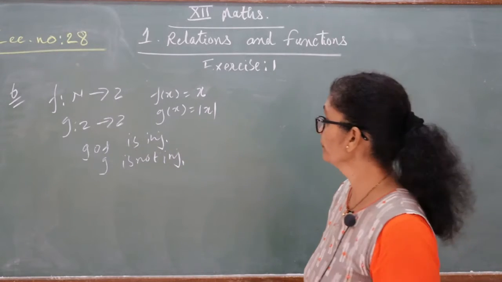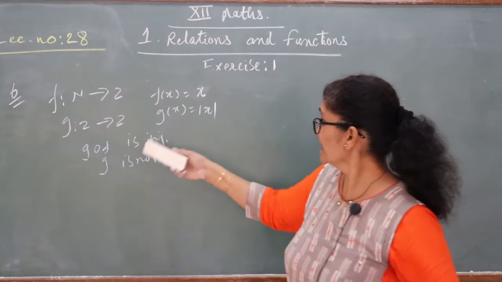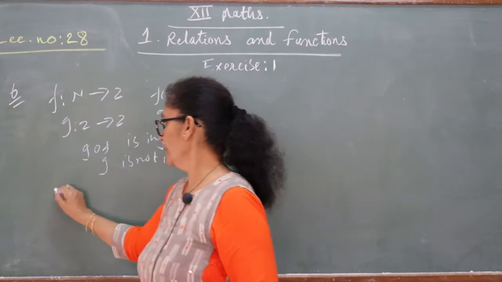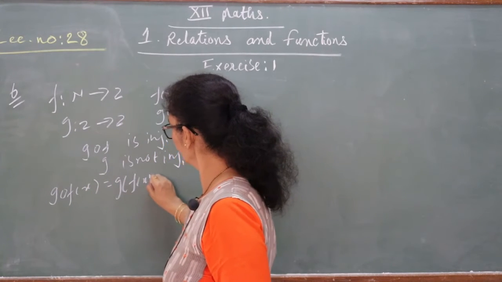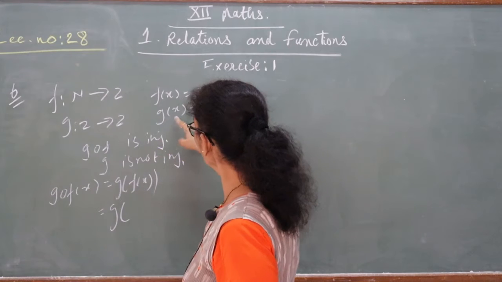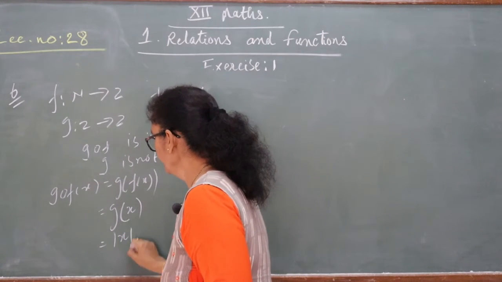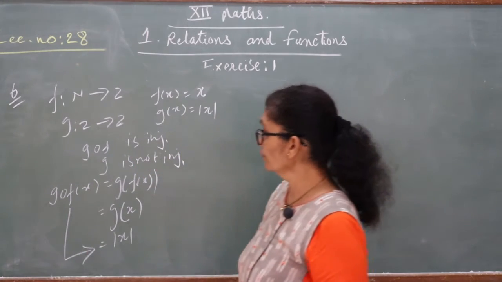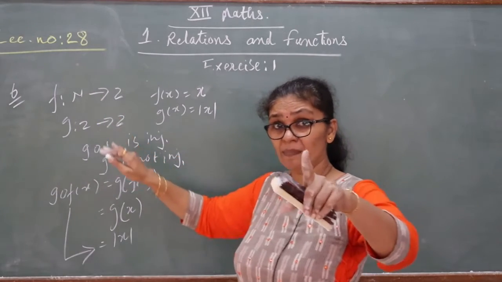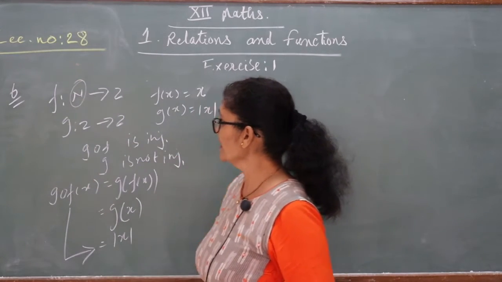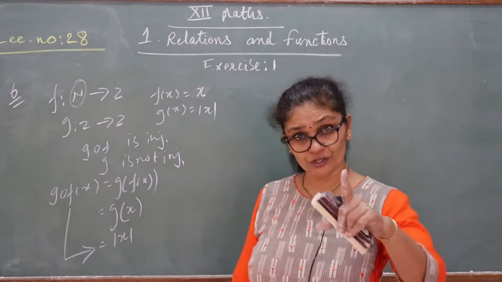Okay, so let's see. First we have to show that g over f is injective. So let's find g over f of x. So g of f(x). If we are writing g of f(x), what is your f(x)? x only. And what is your g(x)? Mod of x. If your g(x) is mod of x, then what do you have to take? Natural numbers only, because remember, here it is given that the function is from natural numbers. Now N to Z, so you have to choose the natural numbers only.